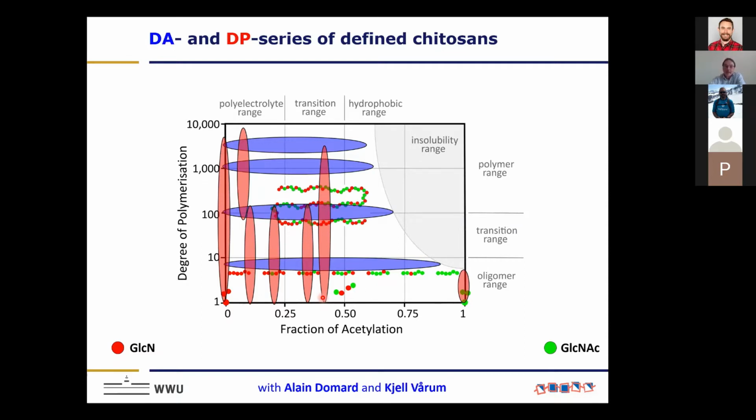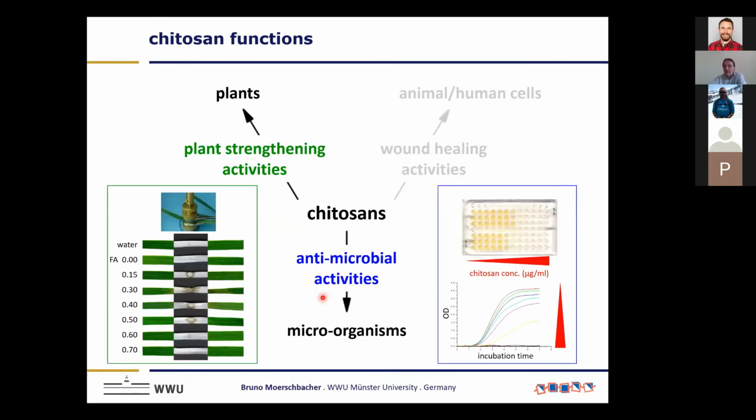Now, using such chitosans, we can perform bioactivity assays. And as I said, we are plant biologists and mostly interested, therefore, in plant strengthening activity of chitosans, but also in direct antimicrobial activities, which of course are also relevant if we want to develop chitosans for plant protection.